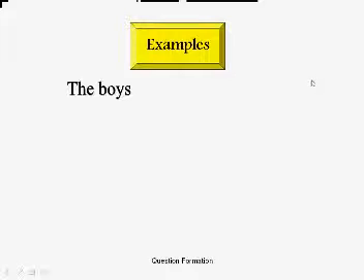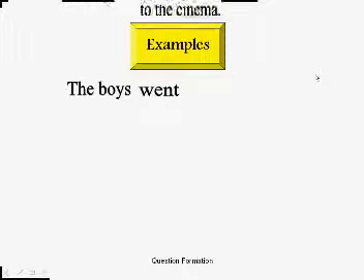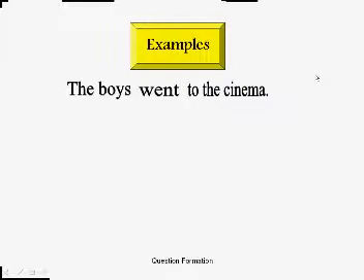Another example. The boys went to the cinema. Come on, think. What are we going to do now in order to form a question? What do you have to do to form a question?